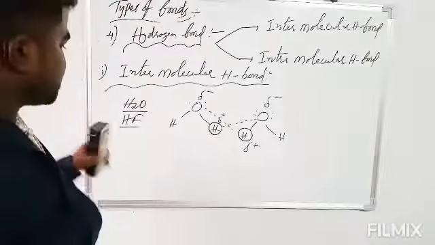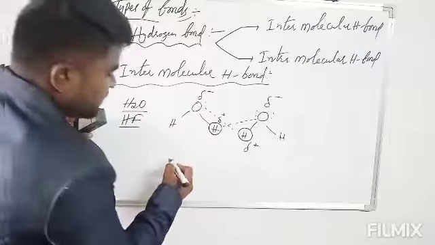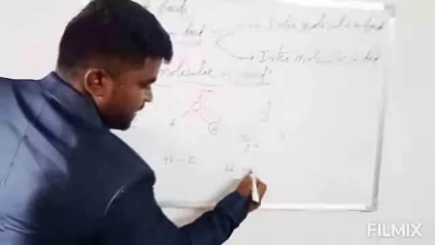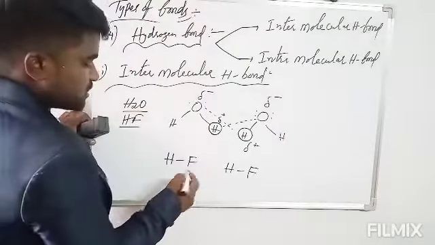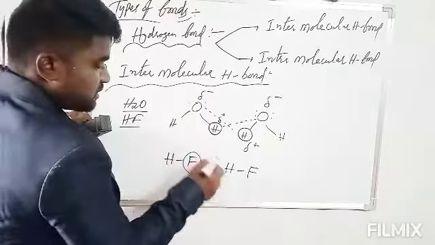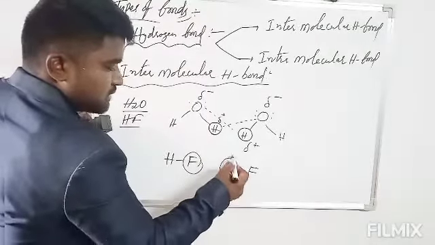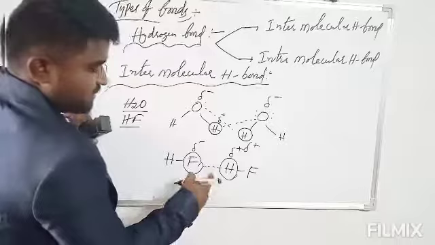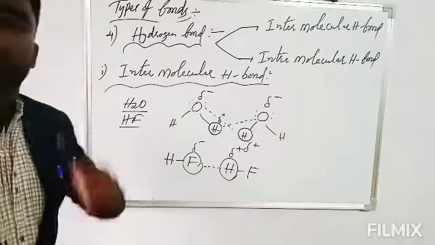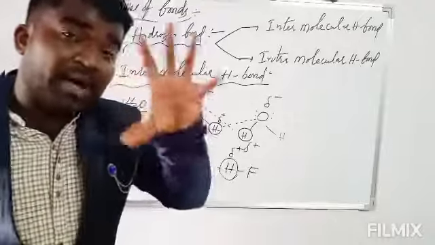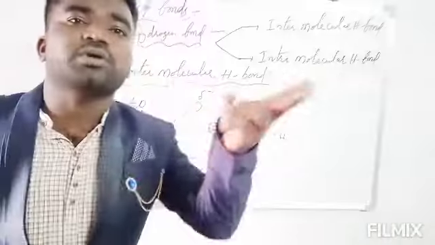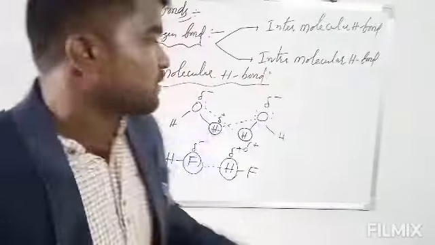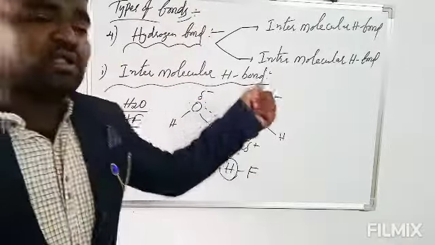This is also called an intermolecular hydrogen bond. Next, if you take the HF molecule, hydrogen fluoride, it is one molecule. If you take another hydrogen fluoride, in these two molecules fluorine is a highly electronegative element. The hydrogen of the second molecule is slightly electropositive, and this is slightly electronegative. Then the bond is going to form between them. That bond is known as an intermolecular hydrogen bond, meaning the hydrogen bond is forming between two different molecules.